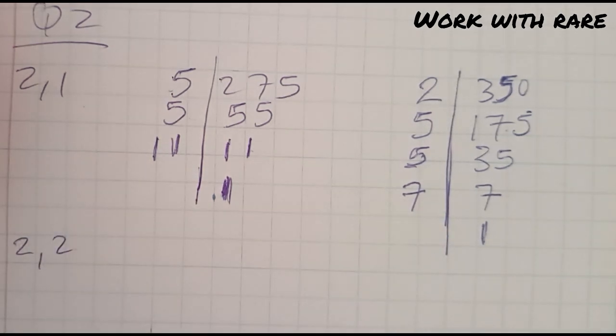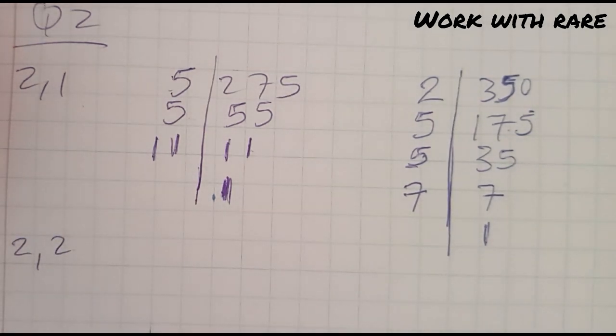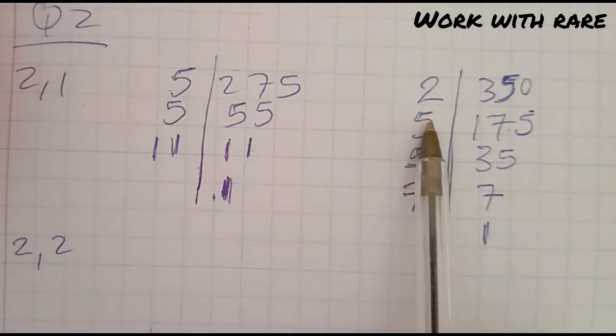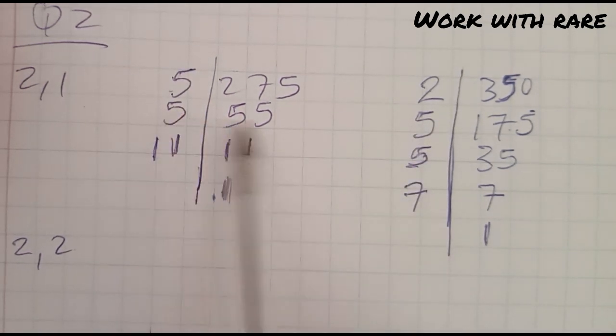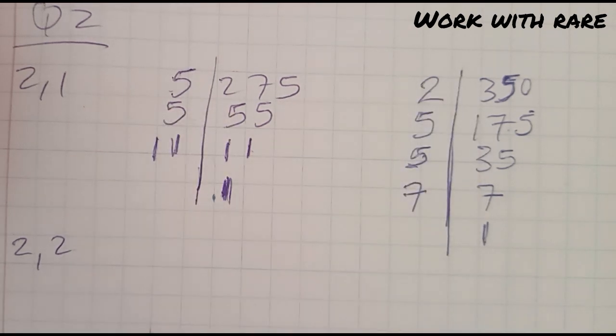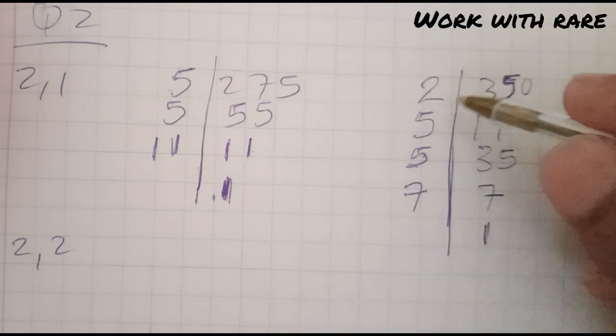For 2.2, let's look at this and let's look at this. This side I have 5, this side I have 5, this side I have 5, this side I have 5. Do I have 2 this side? No. So this 2 is out.